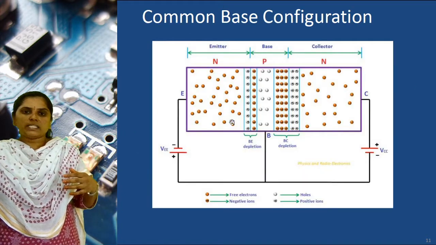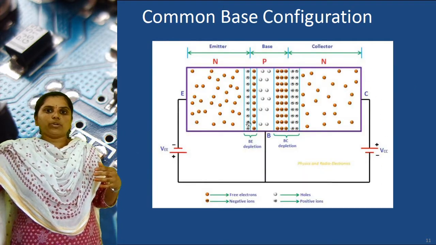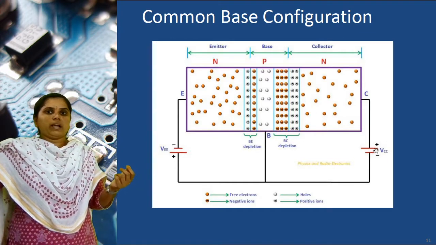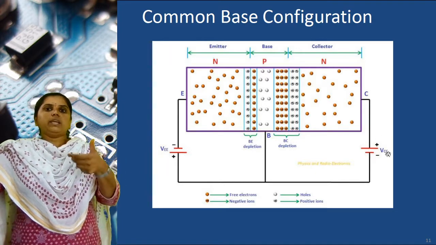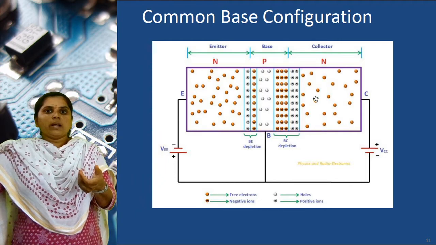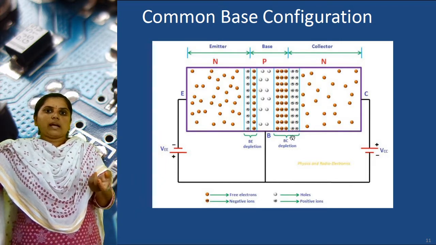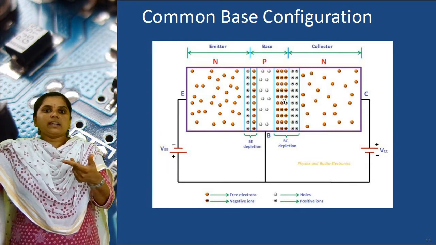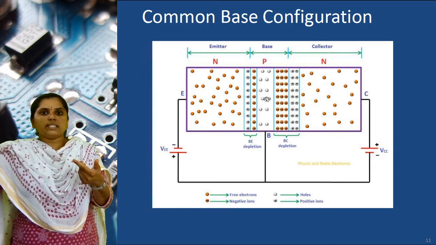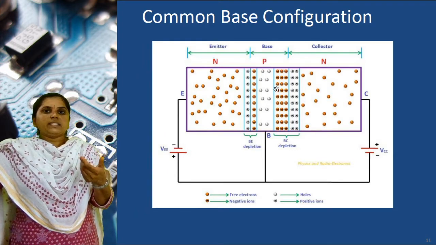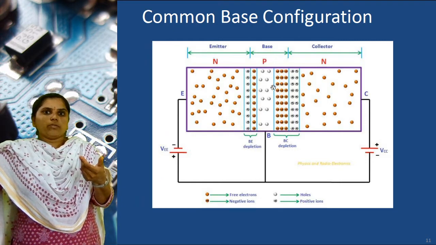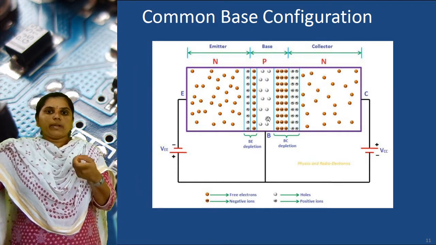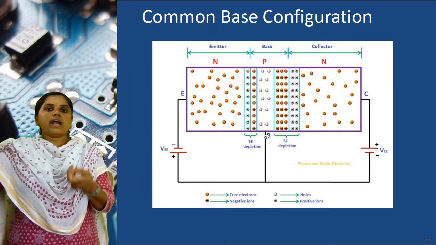So see here in this picture, the early effect and punch through are shown. This is the output voltage VCB. If we increase this voltage VCB, then what happens? The junction width increases here. This is the collector junction, this is the emitter junction. The collector junction width increases, which means the width of the base is decreased here. The electrons were induced to this side only. So this junction width is decreased here. This dependency of the width on VCB is known as the early effect.